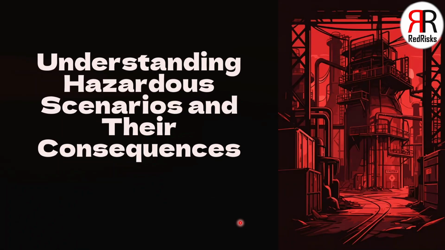So we need to go forward towards understanding hazardous scenarios and their consequences, because identifying potential hazards and understanding their potential impacts is crucial for effective process and workplace safety. This involves conducting thorough risk assessments to anticipate and mitigate the consequences of hazardous events such as chemical spills, explosions, or machinery malfunctions. By analysing the sequence of events that could lead to an incident and the severity of its impact, organisations can develop appropriate safeguards and emergency response plans to protect their workers, the environment, and the surrounding community.